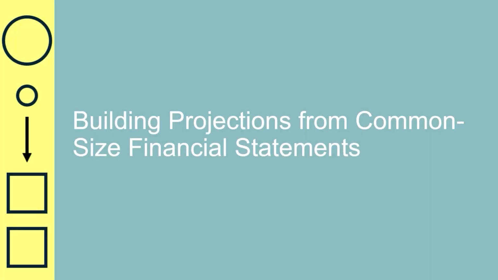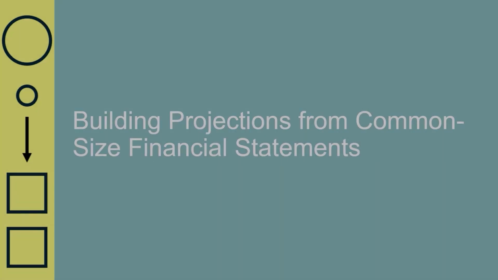Building projections from common size financial statements. For business environmental analysis, a company may just compare historical common size financials to their competitor or industry. Of course, you don't want to just dump a page full of numbers on company leaders conducting the analysis or strategic planning. You want to highlight the key items and point out their implications.